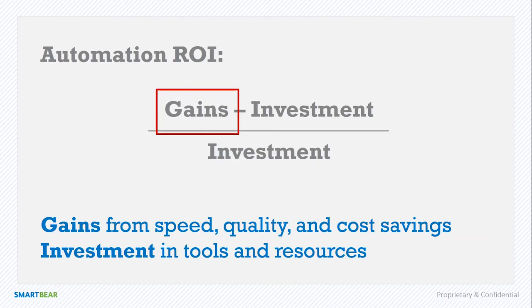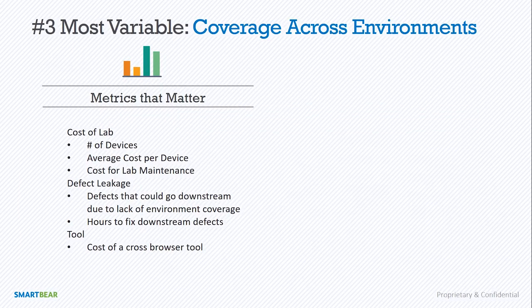So now let's look at the gains, where we actually get savings from. We talked about earlier how gains are coming from speed, quality, and cost savings. You want to make sure that you account not just for automated versus manual testing and creating, developing, and maintaining those tests, but there's more to the ROI. The first one is the most variable one. Not every organization does this, but coverage across environments.